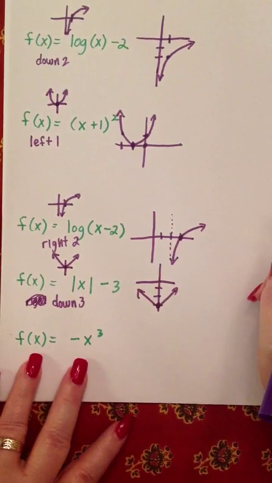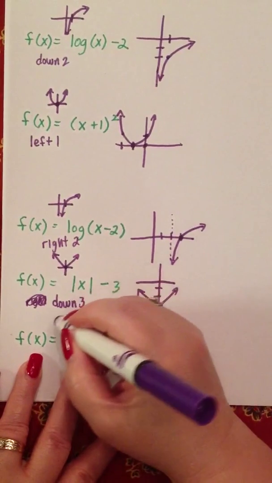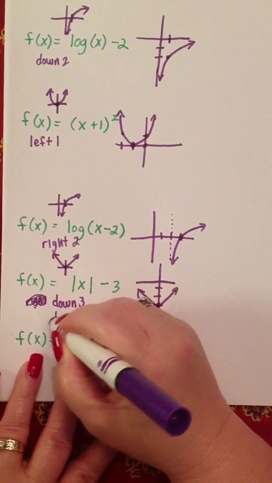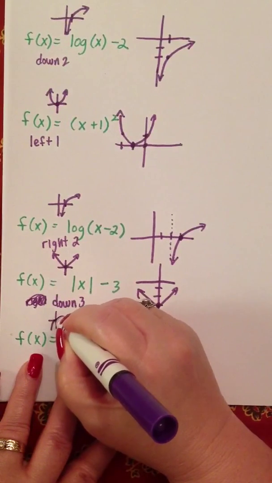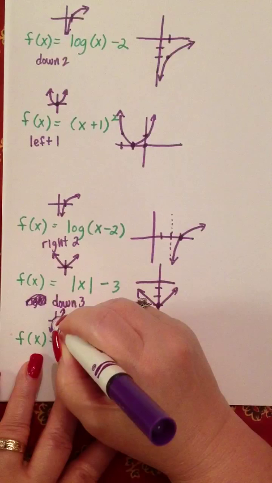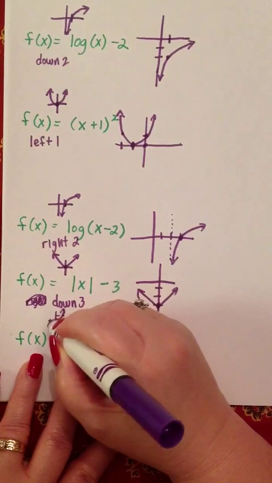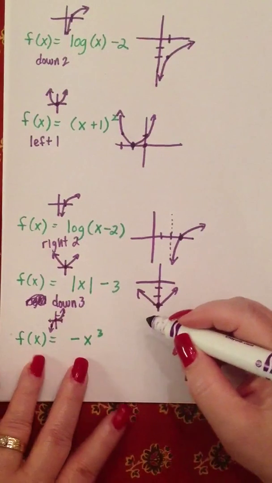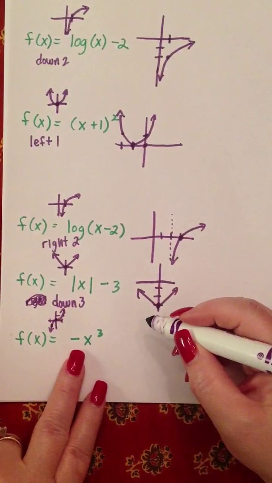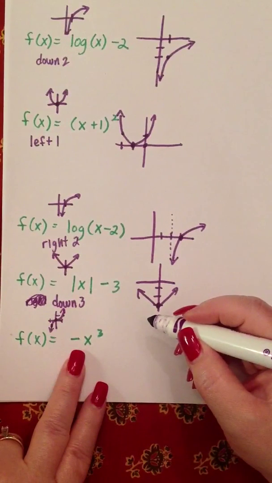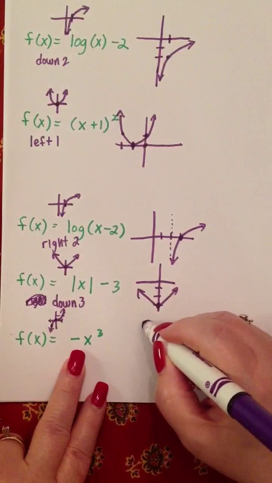Alright, and then we have f of x is equal to negative x cubed. Regular x cubed looks like this, right? Goes through the origin, goes through the point 1, 1, goes through the point negative 1, negative 1. If you make the whole function negative, that is a reflection across the x-axis.